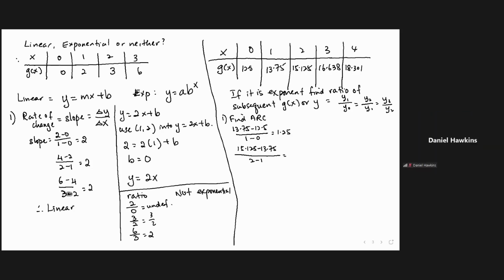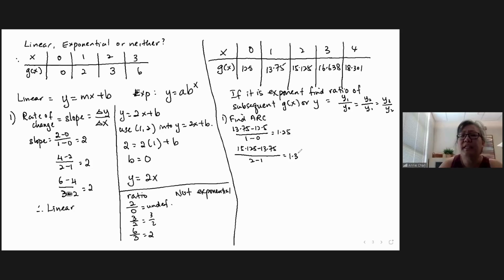1.375. Well, this one alone is already not the same. So it's not linear, right? Therefore, not linear. Okay, if they ask you a question like this, you always use linear first because linear is the easiest. So if you hit linear, then you say, oh yeah, it's linear. If not, then you have a little bit more work to do.